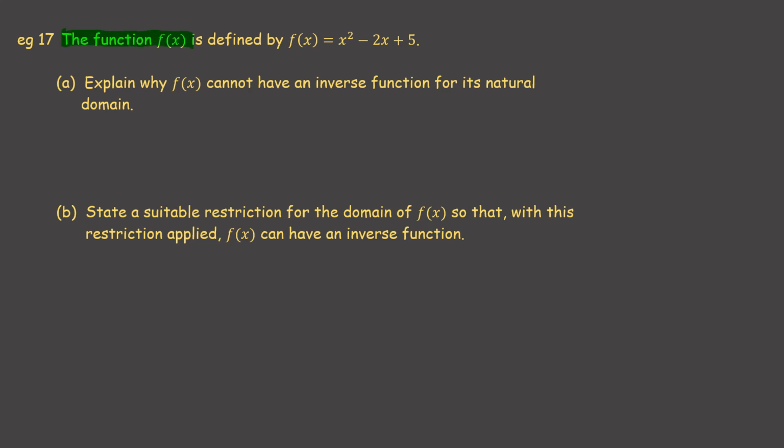The function f of x is defined by f of x is x squared minus 2x plus 5. Explain why f of x cannot have an inverse function for its natural domain.